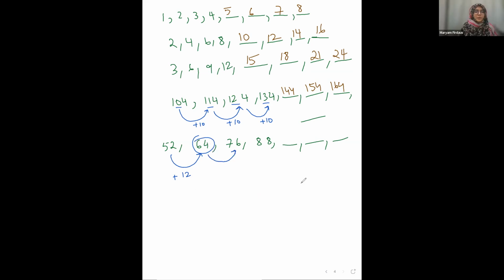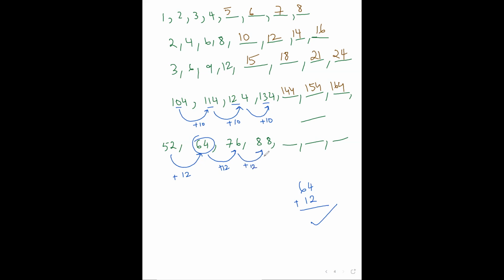If you add 12 to 64, are you getting 76? Yes, 76. If you add 12 to 76 again, are you getting 88? Yes. So now what do you have to do? Add 12 to 88. What will you get? 100. 100. Very good. Then you add 12 to that. What will you get? 112. Very good. Then you add 12 to that. What will you get? 124. Very good. Okay. So now do you think you can do the patterns?